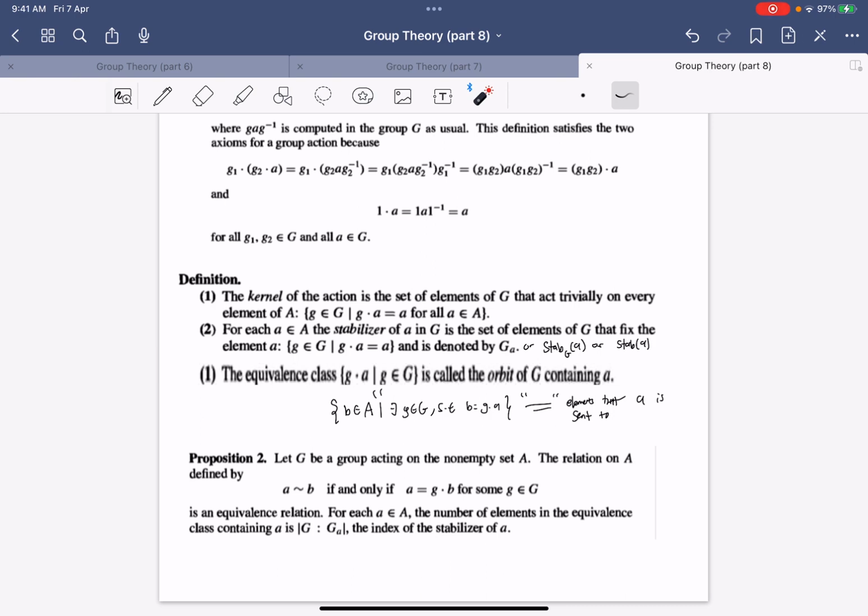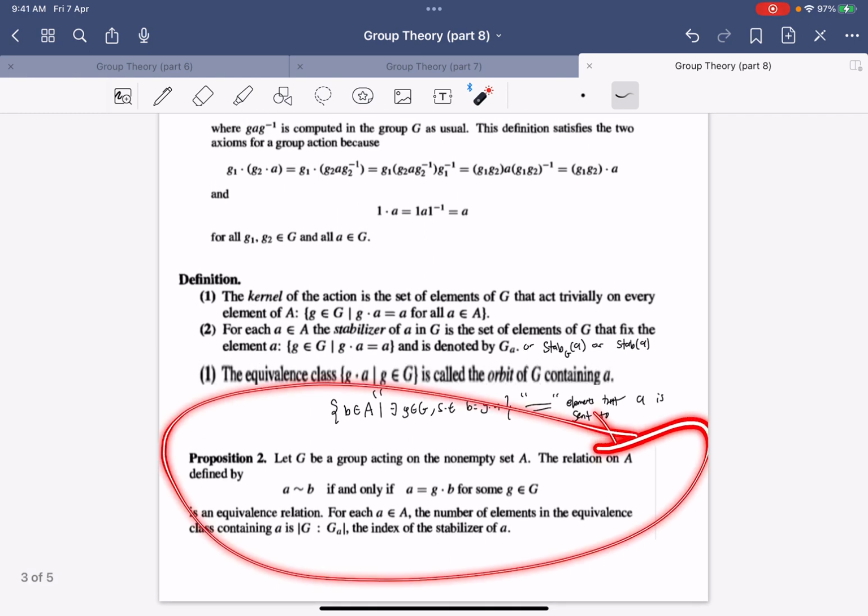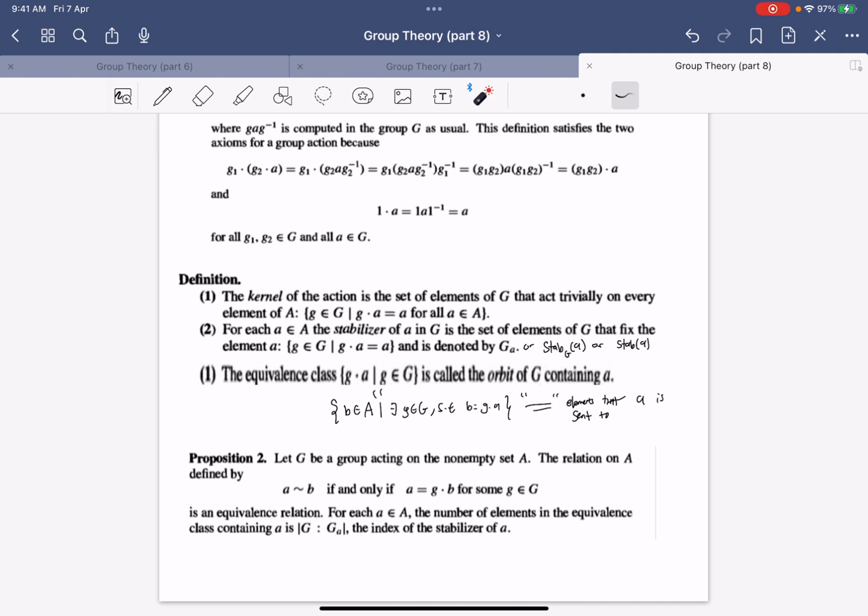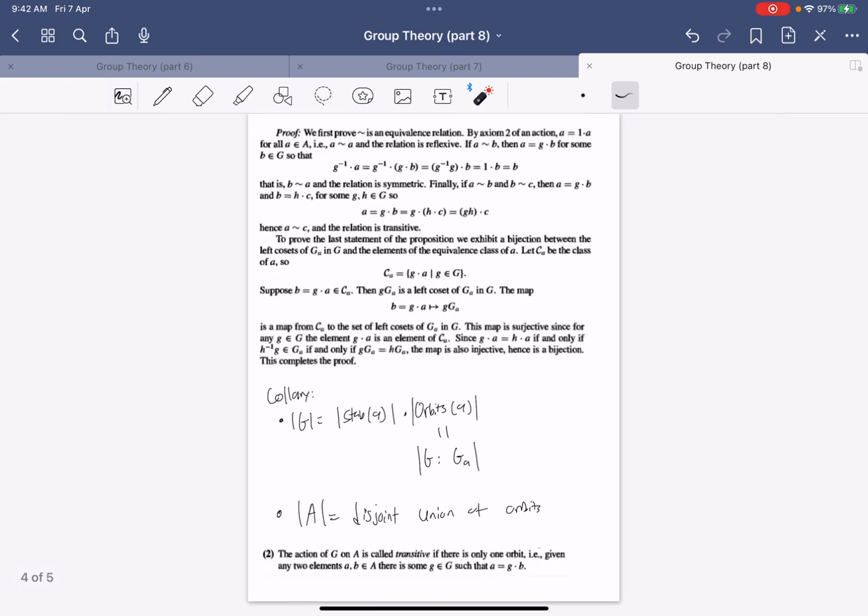And why do we call it an equivalence class? It is because by proposition 2 below here, we can actually show that the elements that A is sent to by G, for some G in capital G, is an equivalence relation. And so what it's saying is that the set A can be partitioned into these equivalence classes by the orbits. So the orbits are the equivalence classes. And then we'll show that the number of elements in the orbits is actually the index of the stabilizers.